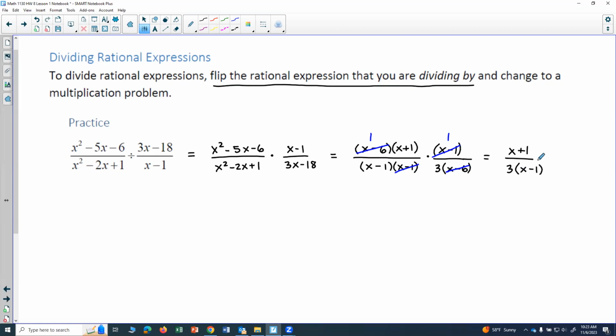So change your division problem to a multiplication problem. Factor anything you can factor and look for things that show up in both the numerator and denominator that you can cancel.